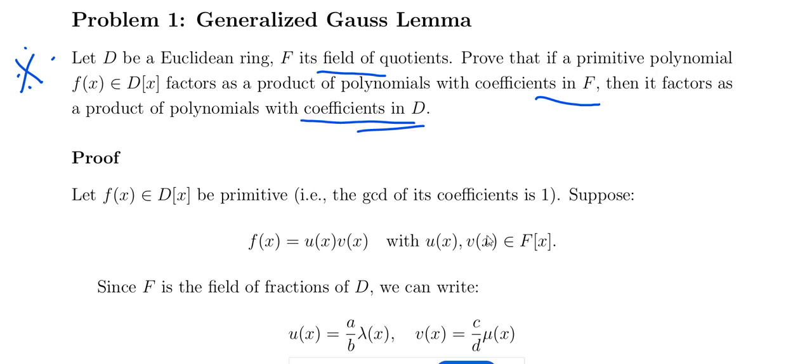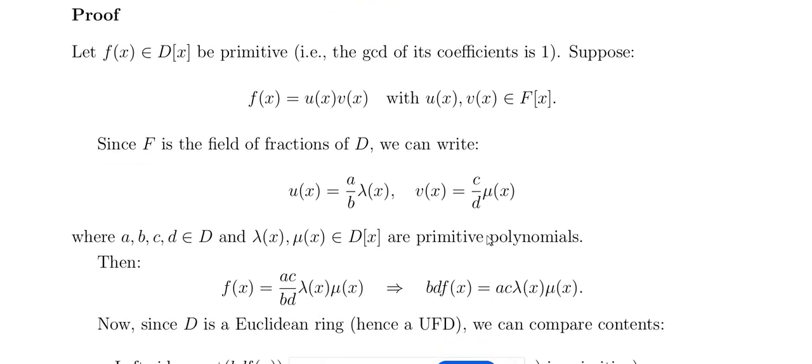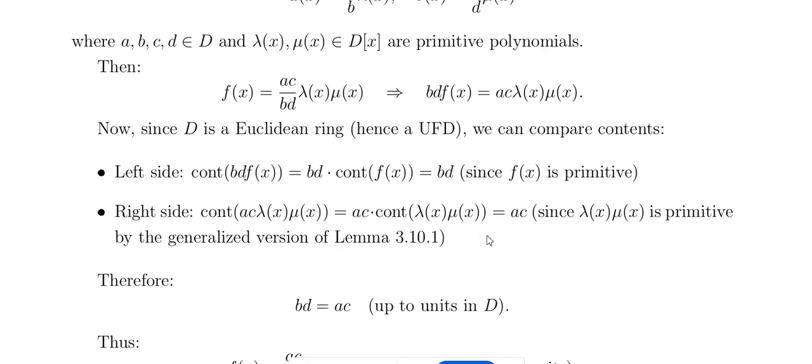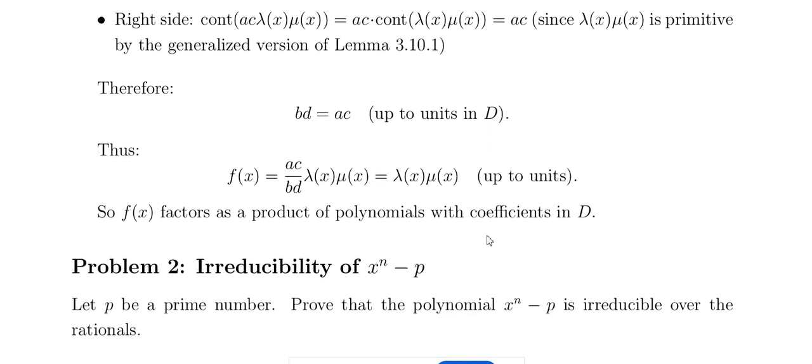D is a Euclidean ring and F is a field. We factorize a primitive polynomial as a product of polynomials with coefficients in F, and those factors can be factorized again. Then it factors as a product of polynomials with coefficients in D. That is the Gauss lemma. The factors we can again factorize. It's a very simple idea.